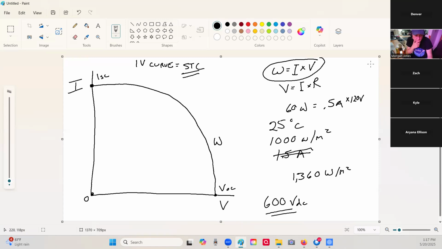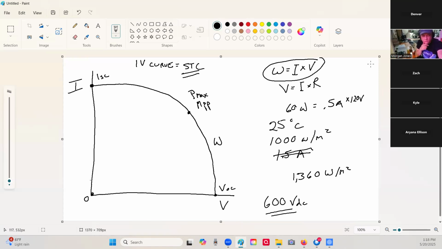Then somewhere along this curve, you're going to find a point where the maximum power is generated. And that maximum power point is somewhere here in the middle of that curve, and it's called the maximum power point, the MPP, or oftentimes it's referred to as the Pmax, but it's the maximum power point. So why is that not at VOC or ISC?